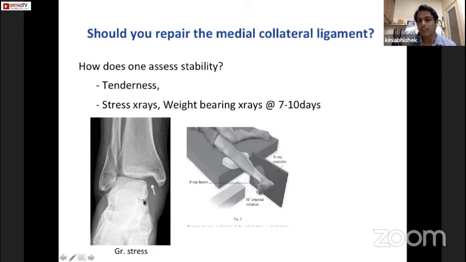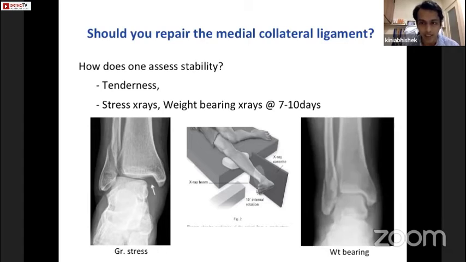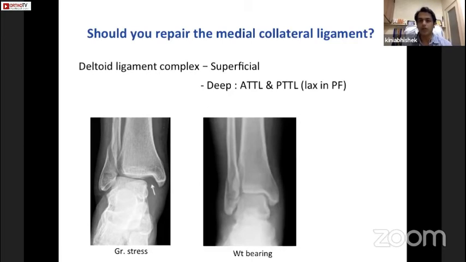But if you ask the same patient to do a standing weight bearing x-ray at 7 to 10 days, you see that these are not actually subluxed, they are not greatly out of position, and they come back in position. So whether these are inherently stable or inherently unstable, that's what we need to look at.